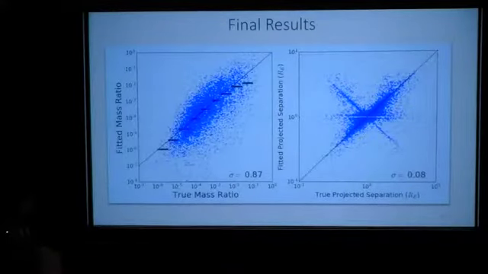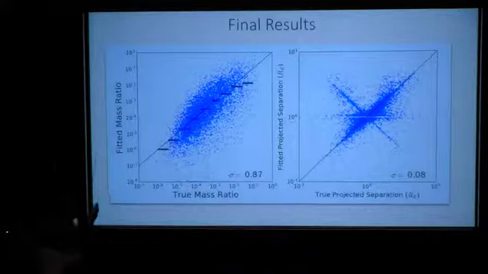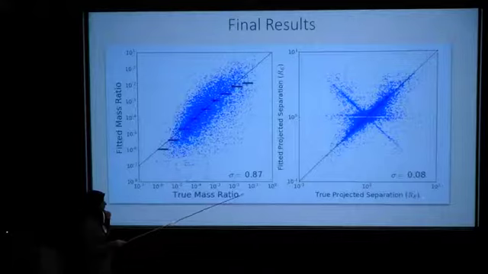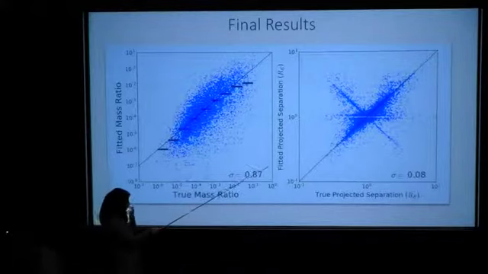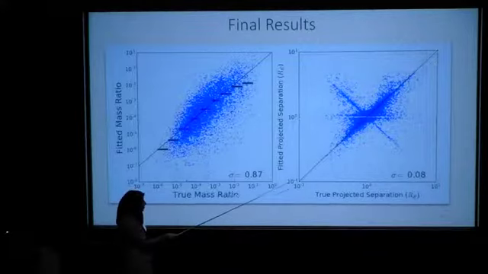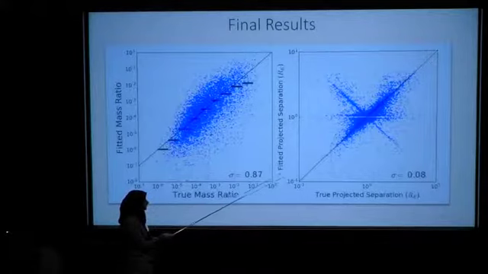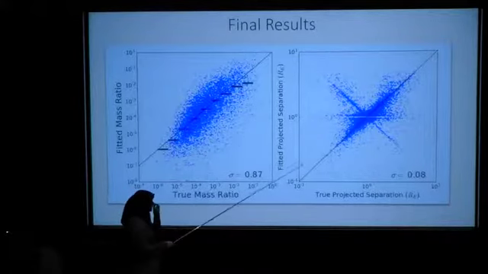So here is an overall plot for the parameters mass ratio and projected separation in units of log space. On the right-hand side, you can see the plot of the fitted projected separation versus the true projected separation. What we can see is that for most of the events, we can estimate the projected separation very well with a very low scatter.